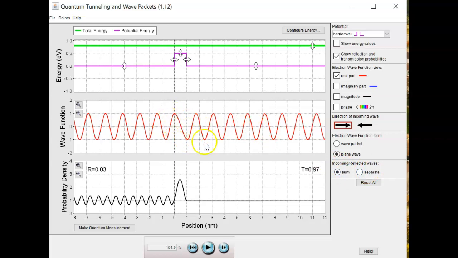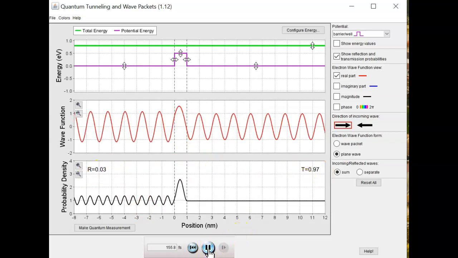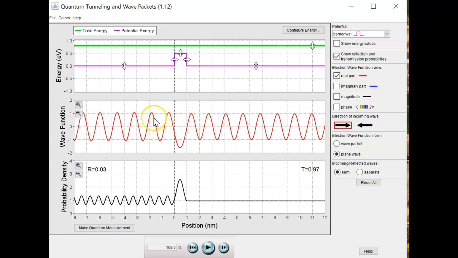So for the transmission and reflection probabilities, we have a very small reflection probability and a very high transmission probability. One of the ways that you can think about this is that we do see some oscillations on the left, but in general, we can see that it looks like almost the same amplitude that we have on the left, though there are variations, is on the right.